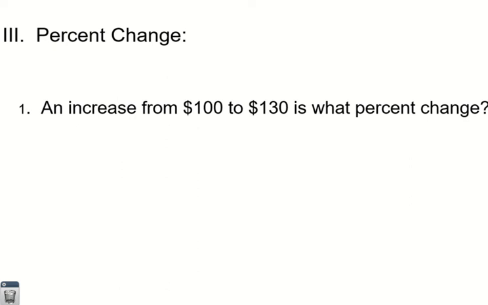So here we go. This is going to be like a two-step thing. At least it could be. At least that's the way I'm going to do it. Okay? So an increase from $100 to $130 is what percent change? Well, here's the first step. First, you figure out the actual change. You do a little subtraction. Let's actually write this out. You probably were able to do that in your head, but it was a $30 increase. So what percent is that?